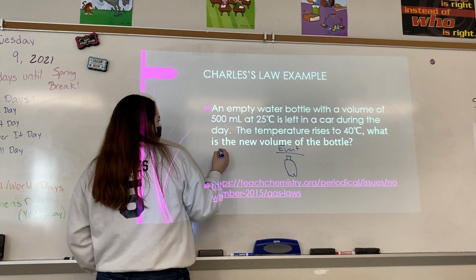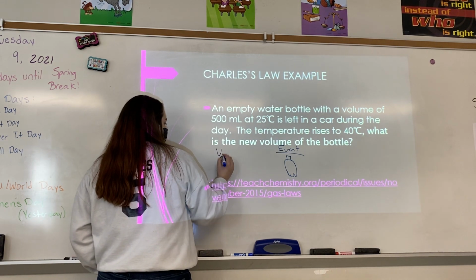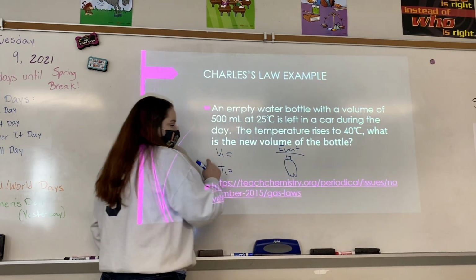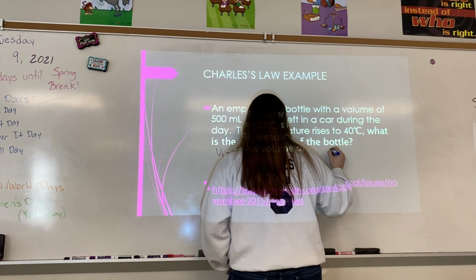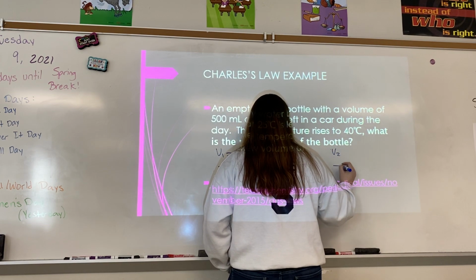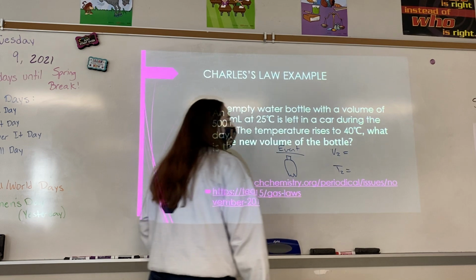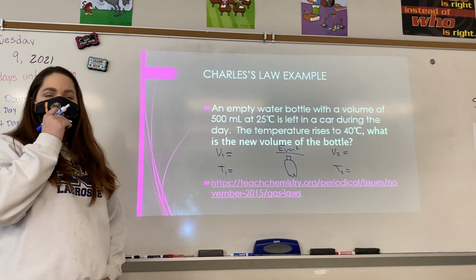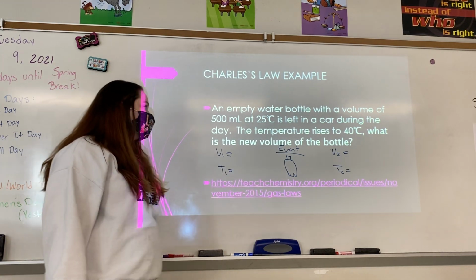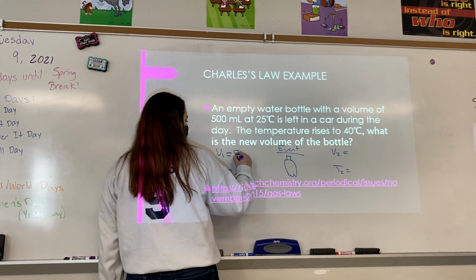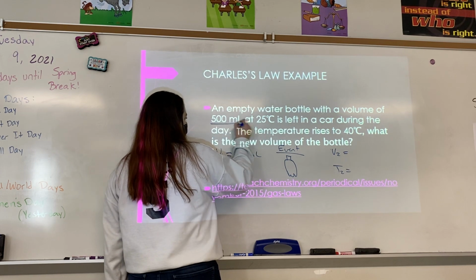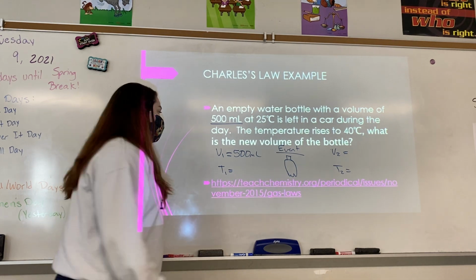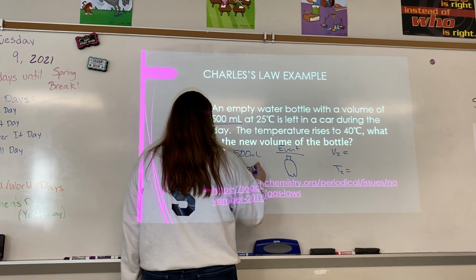So we have volume, so V1 and T1, volume and temperature. We have an initial volume and temperature, and then we have a final volume and temperature. So now we need to figure out which one is for what. So what is my V1? What is the volume before my event happens? Well, that's 500 milliliters. What is the temperature before my event? 25 degrees Celsius.